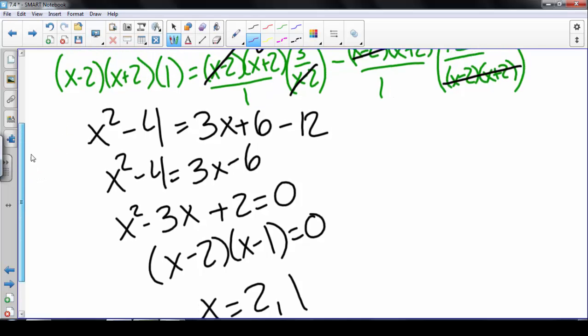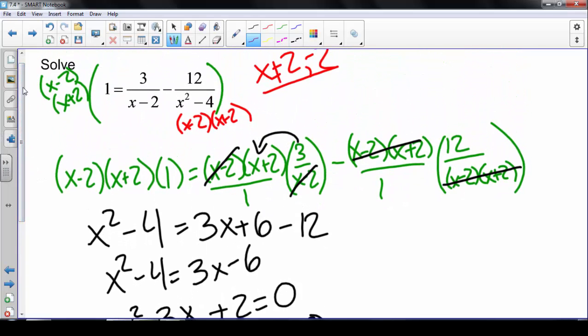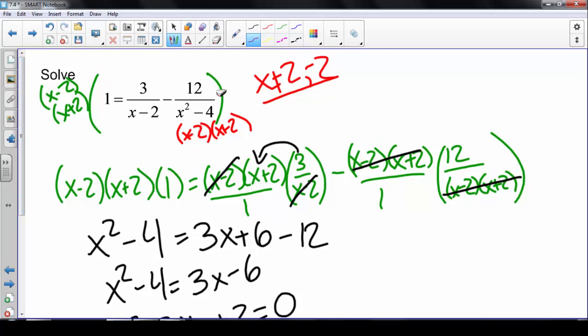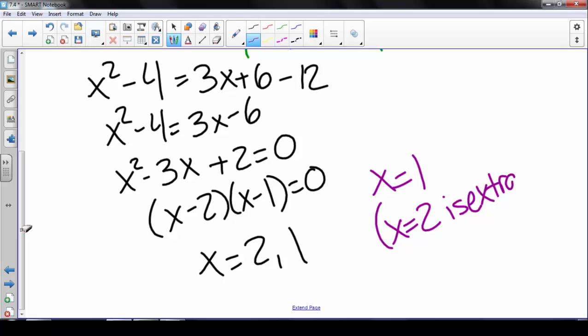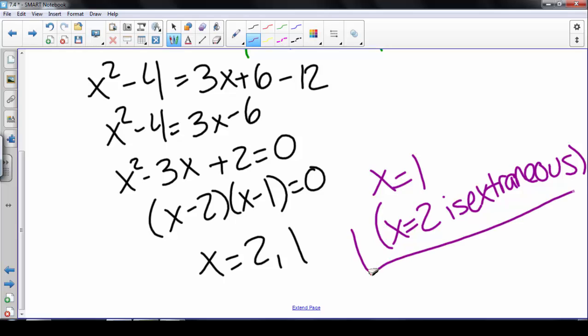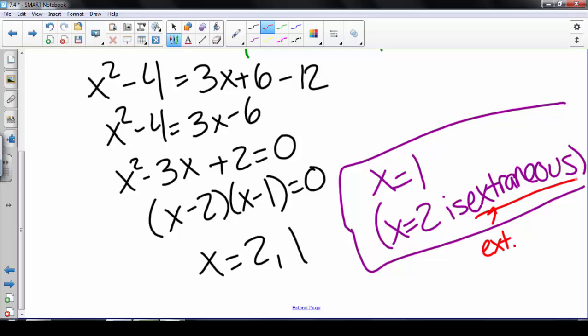But remember, let's go back and check. Our x cannot be 2, because then it would make the denominator 0. So what we write is that x equals 1, and then you tell me that x equals 2 is extraneous. If you want to just put ext instead of extraneous, that's completely fine with me. But I do need to see both of those numbers, the 2 and the 1.